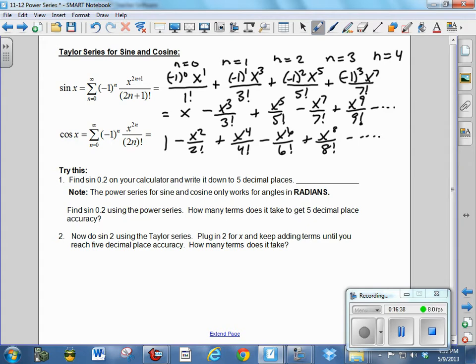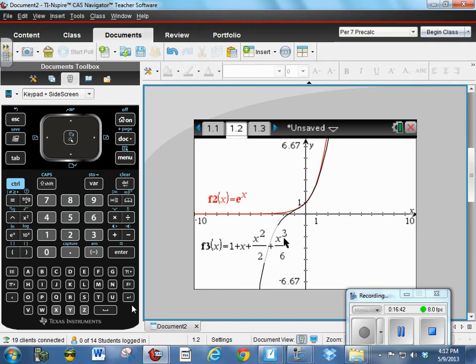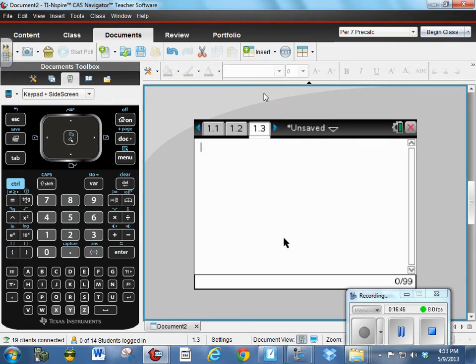Let's try sine. I want to do sine of 0.2 on the calculator first. So I'm going to open a new calculator page here, and I'm just going to do sine of 0.2. You have to be in radian mode, and I am in radian mode for this to work. The decimal approximation only works in radian mode. So there's sine of 0.2.